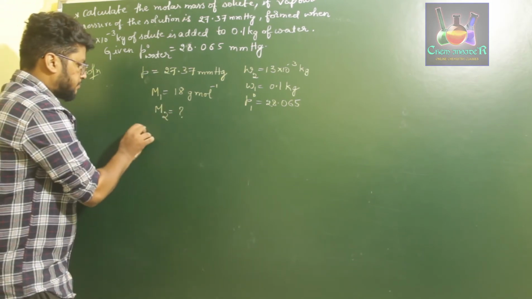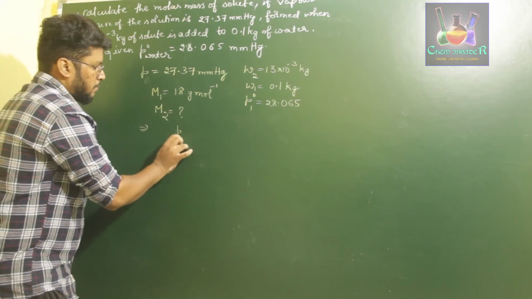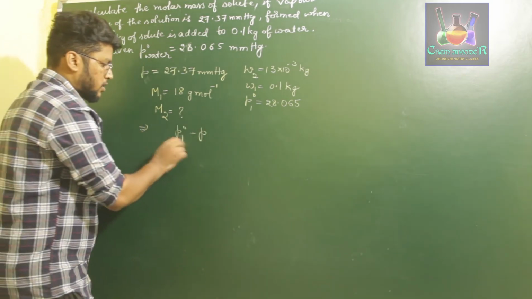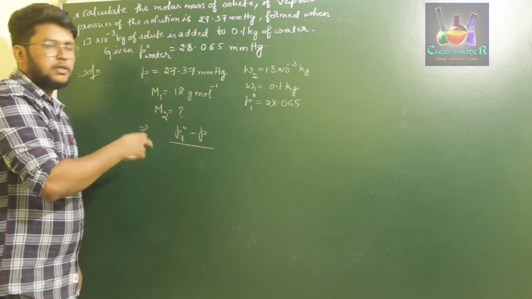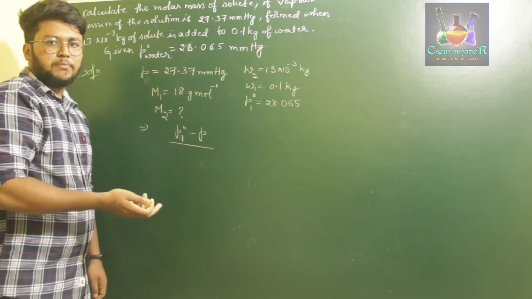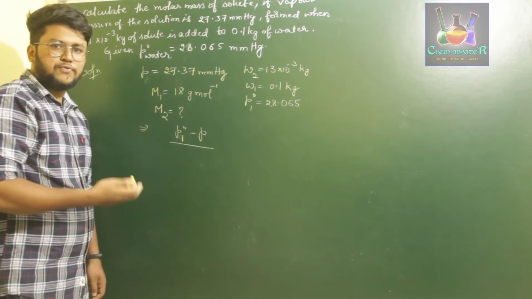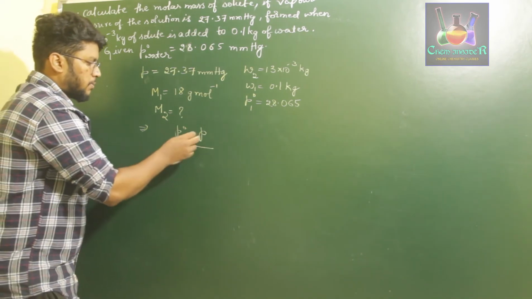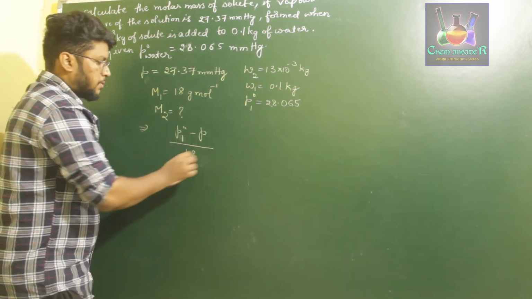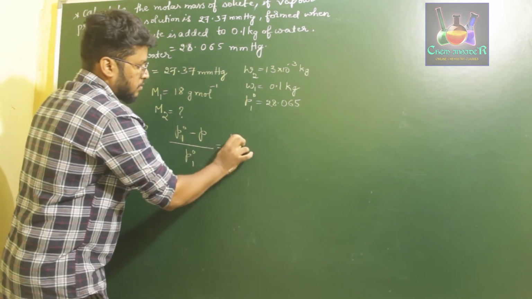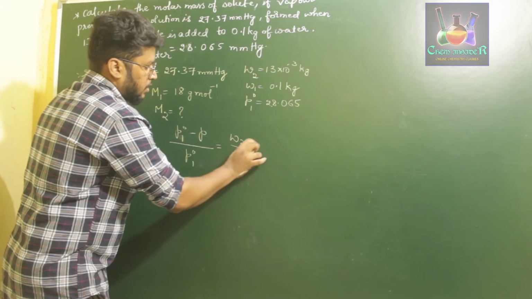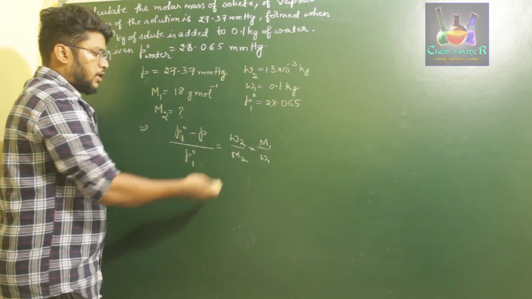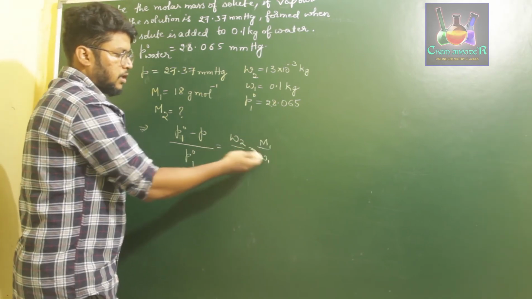Now write down the formula. The formula we know is P1 naught minus P. Instead of PA, I am directly writing P because the solute is a solid and the solvent is liquid. So a solid-liquid system does not have a partial pressure or vapor pressure because of solute particles. It just has vapor pressure because of the liquid solvent. Therefore, (P1 naught minus P) divided by P1 naught is equal to W2 by M2 into M1 by W1. So this is the formula. You can also write it as Wb by Mb into Ma by Wa.